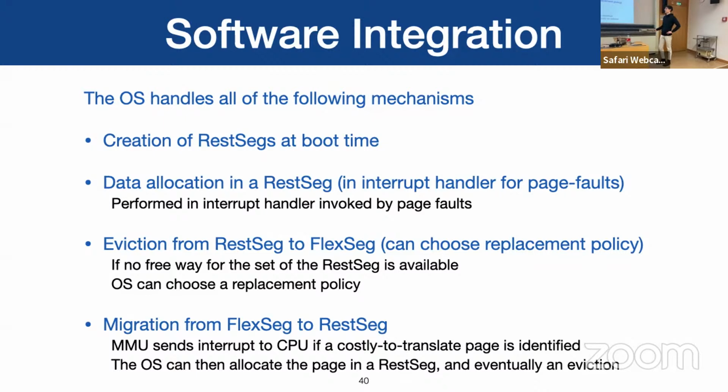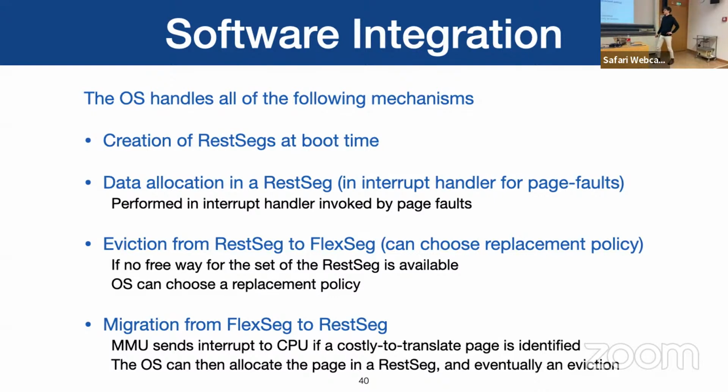Well, the software actually handles all of the following mechanisms: the creation of restrictive segments at boot time, because as we have seen, those have to be allocated in a contiguous order. And if we do this at boot time, we save some time during runtime. Also, it handles the data allocation in the restrictive segments, which is invoked by the interrupt handler from page faults, because we use page fault-based allocation.